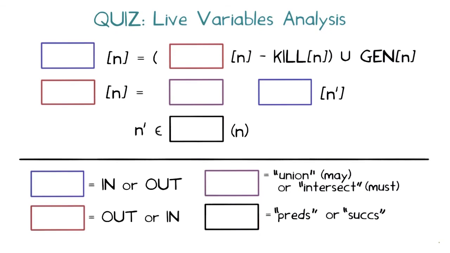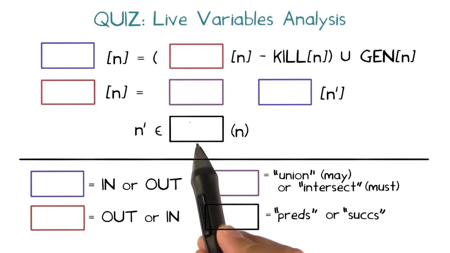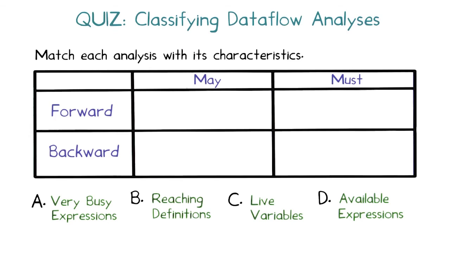Finally, let's instantiate the pattern for live variables analysis. Let's do this in the form of an exercise as well. Fill in the 6 boxes with the appropriate values. We have seen 4 different data flow analyses along with their characteristics along 2 important dimensions: forward versus backward and may versus must. Let's finish this lesson with a brief review of these characteristics. Match each of the 4 data flow analyses with their corresponding properties. Type in the letter of the corresponding analysis into each box.